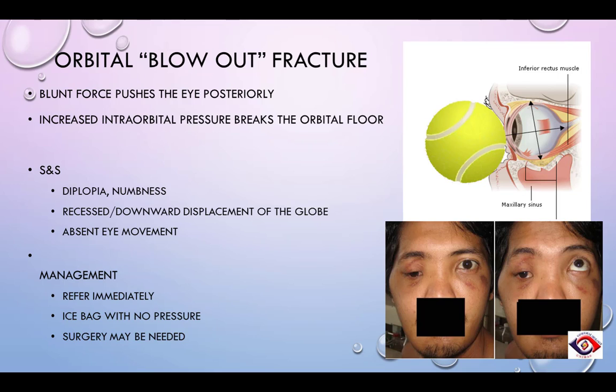Signs and symptoms of a blowout fracture include diplopia, numbness, recessed or downward displacement of the globe of the eye, absent eye movement. A blowout fracture is an emergency condition and should be immediately referred. Ice bags may be used with no additional pressure to the eye. Typically, surgery is used to fix the break of the orbital floor.